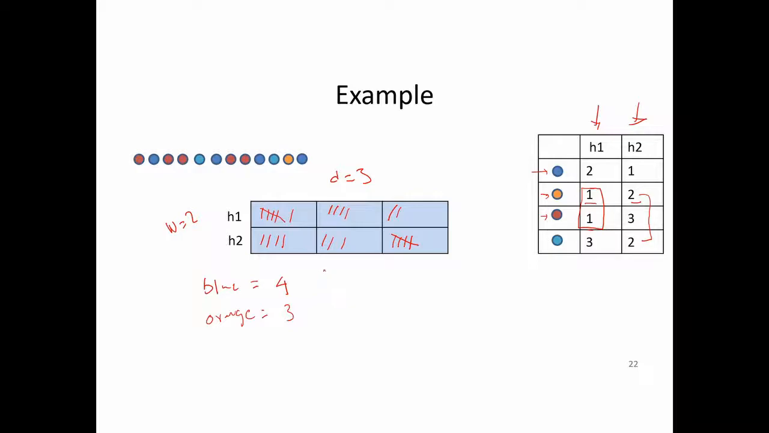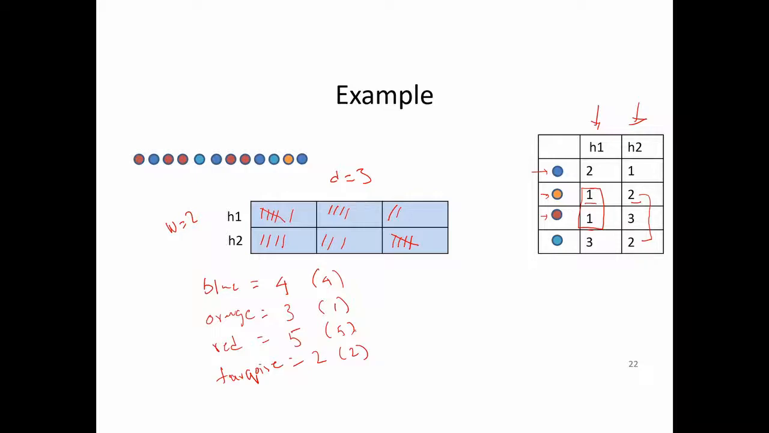Okay, so let me also write the actual counts here. Blue is actually 4. Orange is actually just 1. Red 1 and 3, so 5, red is 5. And turquoise is 3 and 2, so 3. Turquoise is 2. And these are actual counts. So this is how the algorithm works.